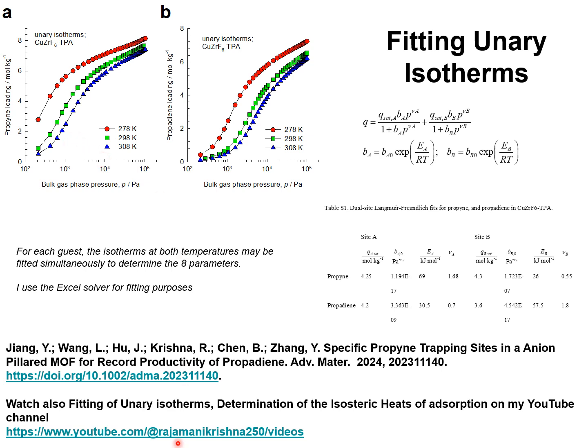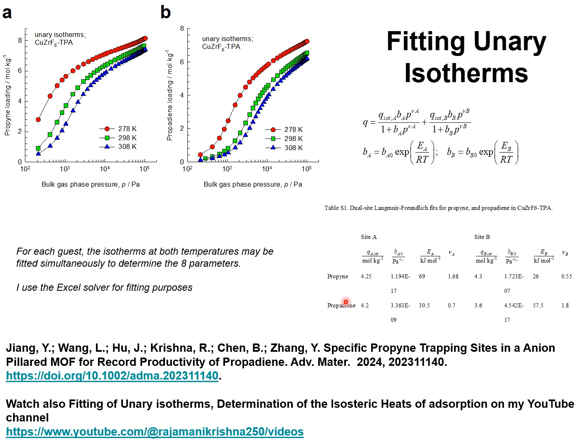As I've explained in other video presentations, I generally use the simplest isotherm model to start with and increase the degree of complexity only if that is absolutely necessary. For adsorption of propyne and propadiene, the simplest model that is able to capture the essential isotherm characteristics is the dual site Langmuir-Freundlich model.